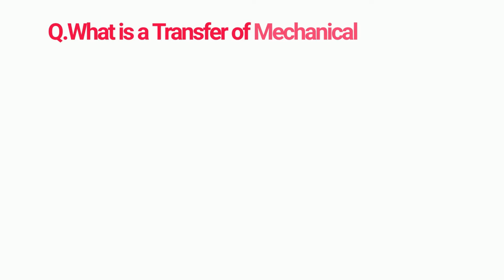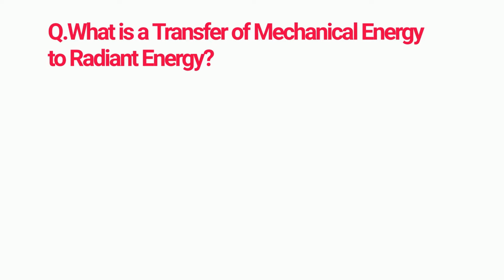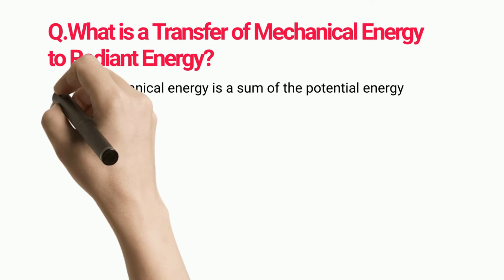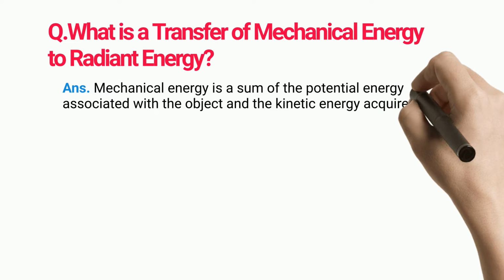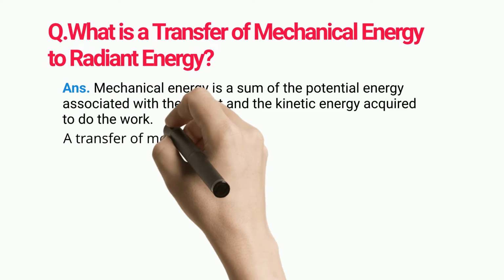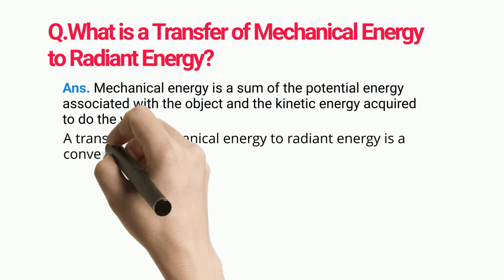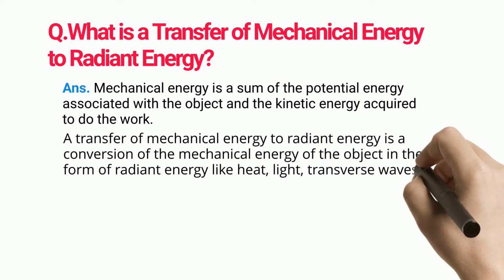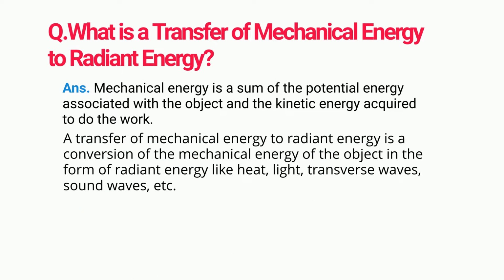What is a transfer of mechanical energy to radiant energy? Mechanical energy is a sum of the potential energy associated with the object and the kinetic energy acquired to do the work. A transfer of mechanical energy to radiant energy is a conversion of the mechanical energy of the object into radiant energy, like heat, light, transverse waves, sound waves, etc.